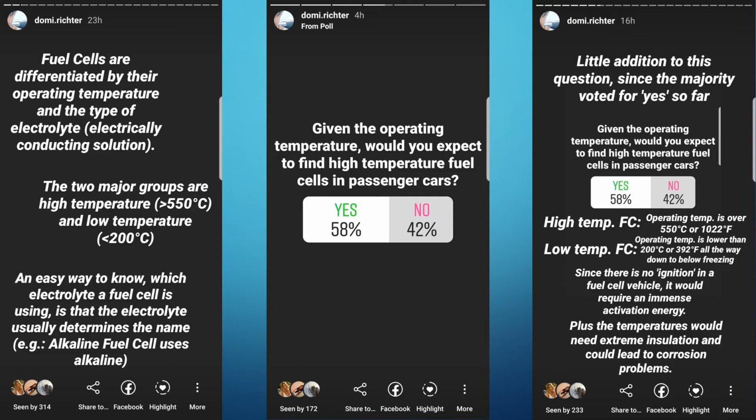I had to do this since I used the poll function, and polls don't show the correct answer. They just show how the majority voted, and oftentimes people think the majority is right. And since the majority was wrong, I had to clarify. On the right side, you can see when I clarified and gave some information about why they were wrong.